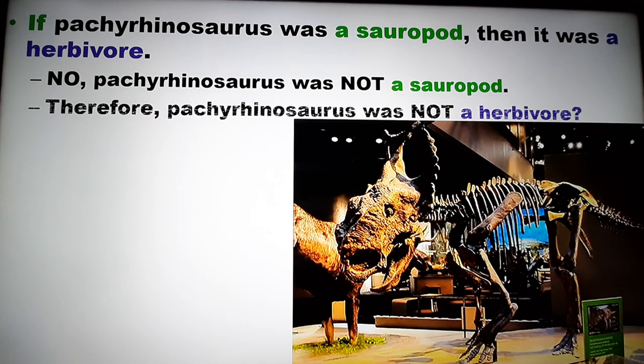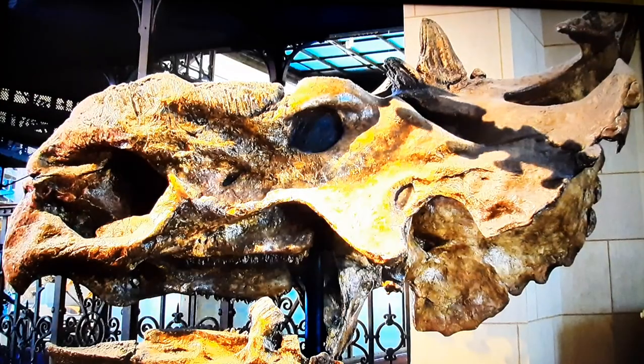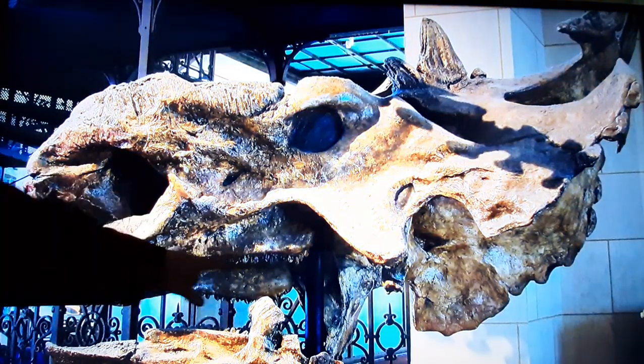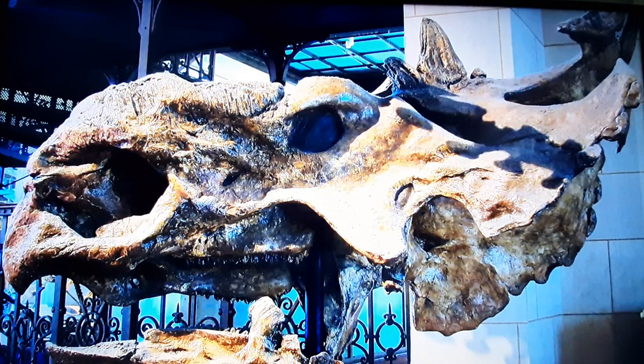So with this argument, no, Pachyrhinosaurus was not a sauropod, you cannot conclude with any certainty that Pachyrhinosaurus was therefore not a herbivore. In fact, being an ornithischian, all the ornithischians were herbivores. So in fact, as we can confirm empirically from the broad, flat teeth, Pachyrhinosaurus was a herbivore, even though he was not a sauropod.